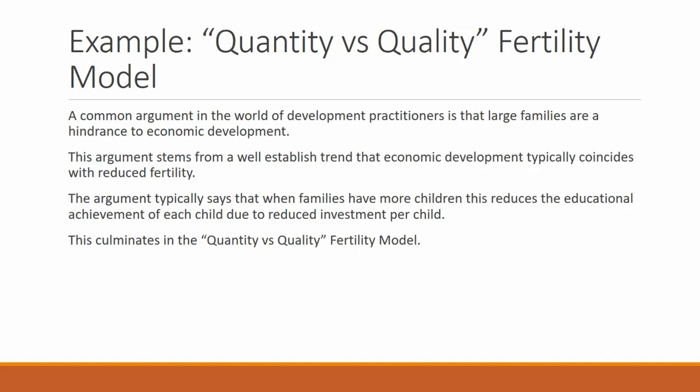And the argument stems from a very well-established trend that economic development typically coincides with reduced fertility. Developed countries tend to have much lower fertility than developing countries. And usually the argument goes that families that have more children are able to invest less in each individual child. And so basically, if a family has an additional child, that will cause the other children to have less invested in them, particularly in education.